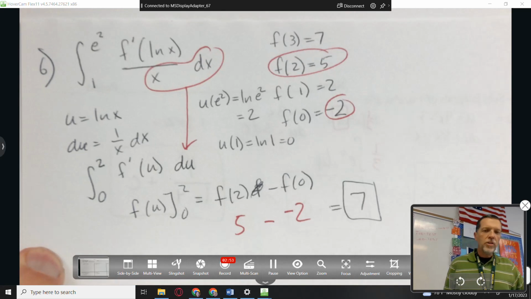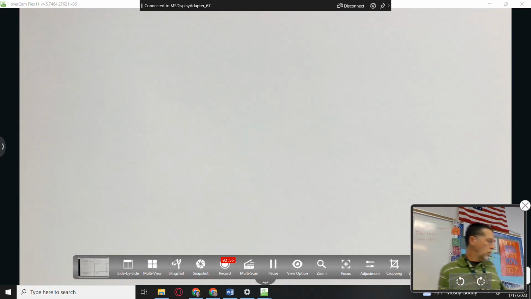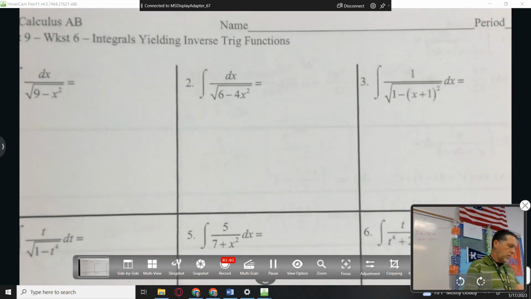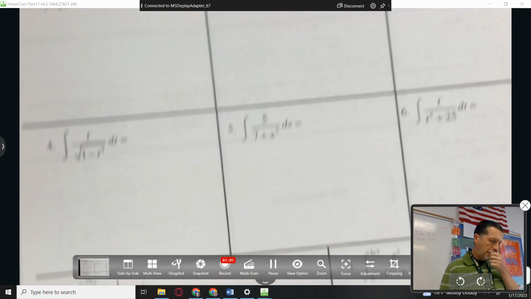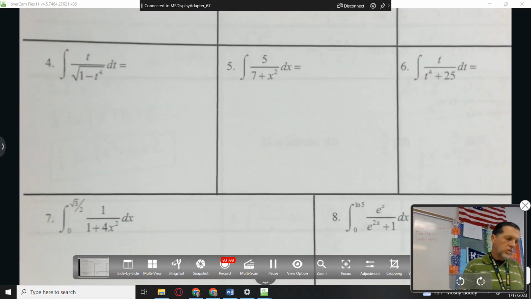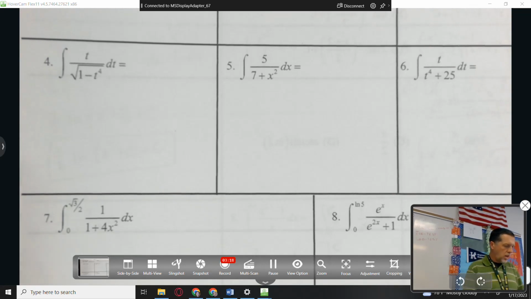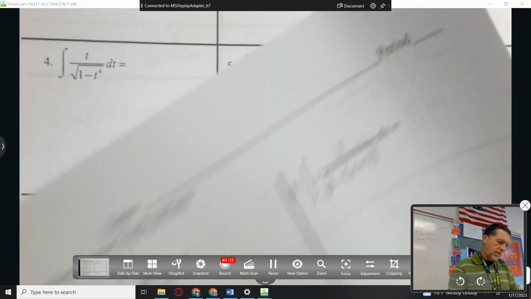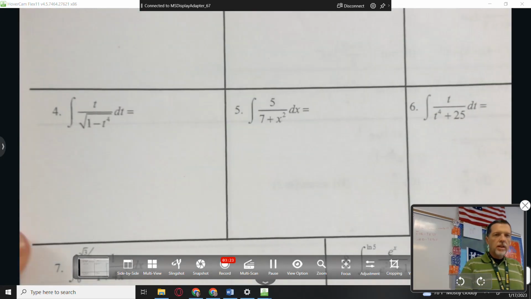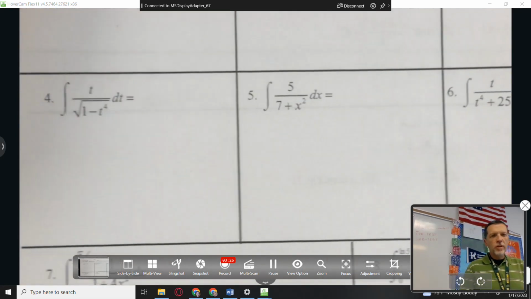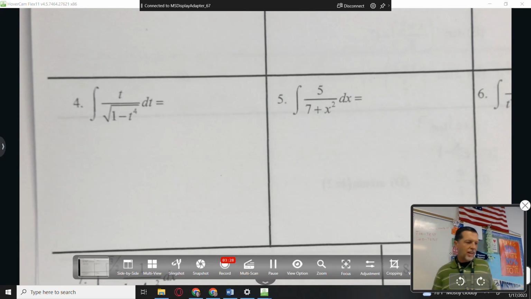All right. How about questions from worksheet 6? Number 4. Worksheet 6, number 4. Let's see. So, looking at number 4, worksheet 6, a couple things I'm thinking when I see that.